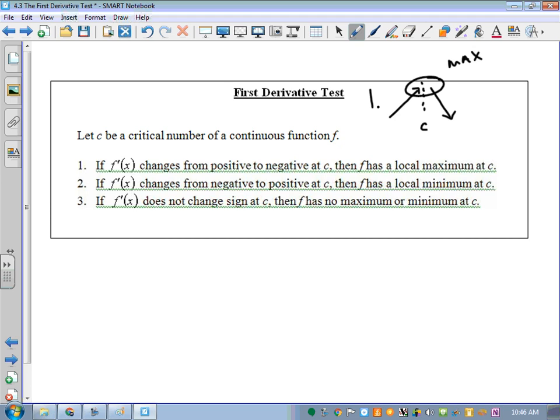For number two, if we're changing from negative to positive, similar situation, it's decreasing and then it's increasing. This right here would be the c value, so that would be a minimum.